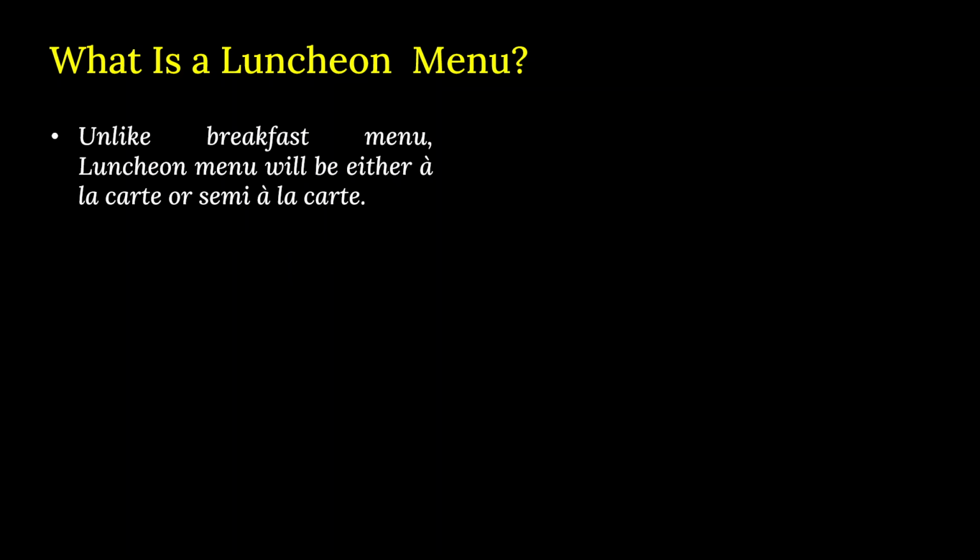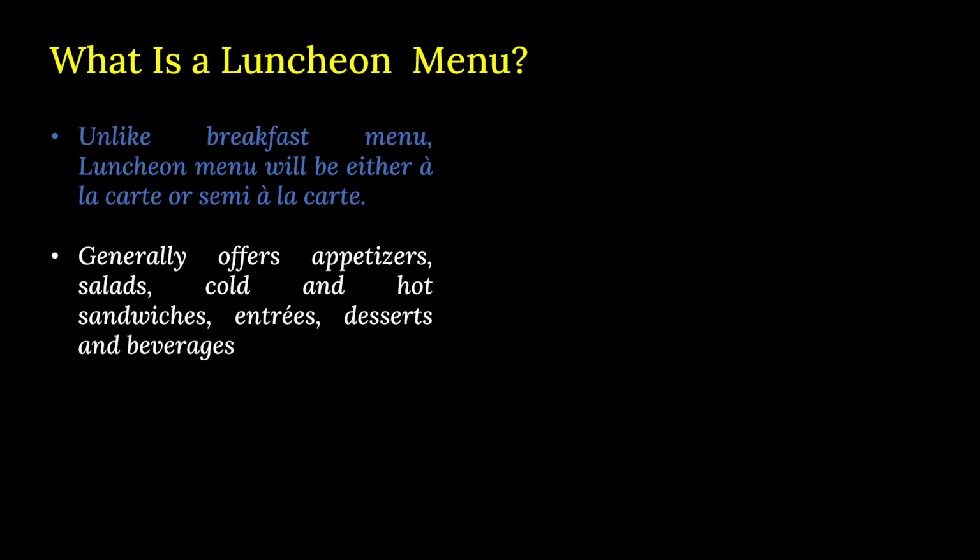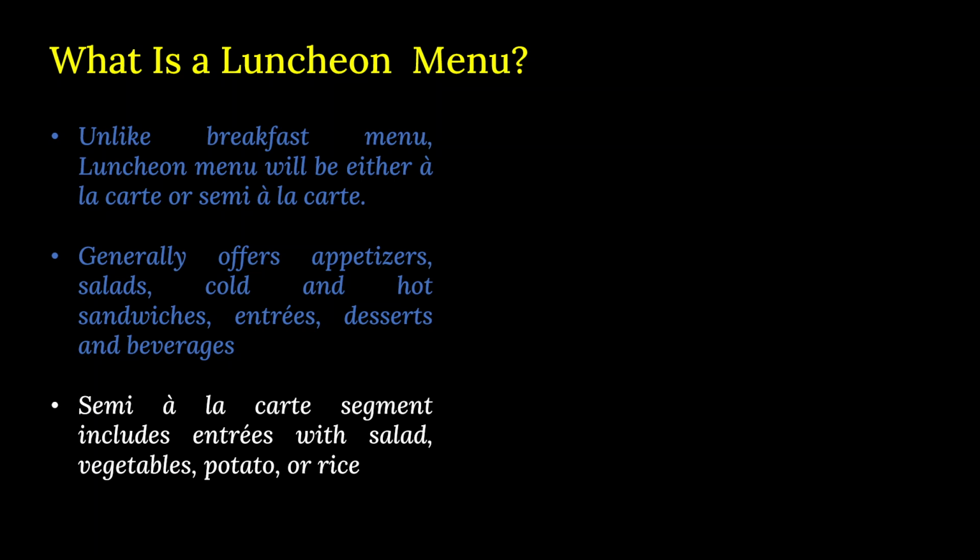Now, what is a luncheon menu? Unlike the breakfast menu, the luncheon menu will be either a la carte or semi a la carte. It generally offers appetizers, salads, cold and hot sandwiches, entrees, desserts, and beverages. Semi a la carte segment includes entree with salad, vegetables, potato, or rice. That is a combination. Already we have discussed that.